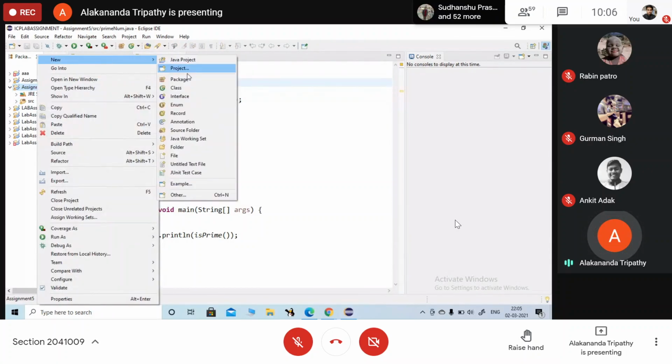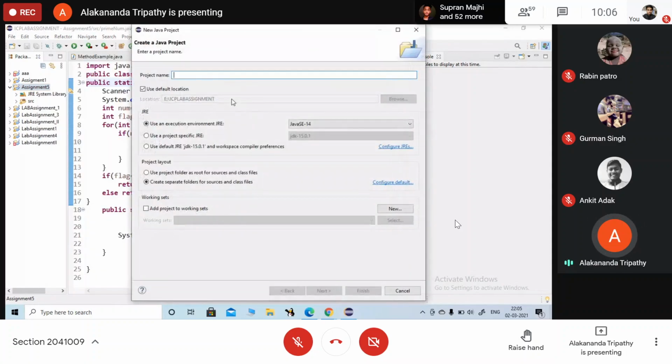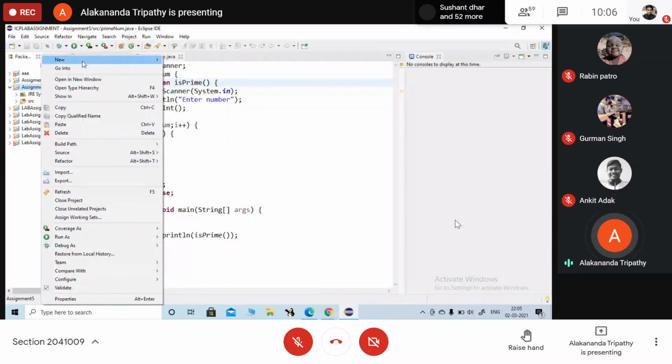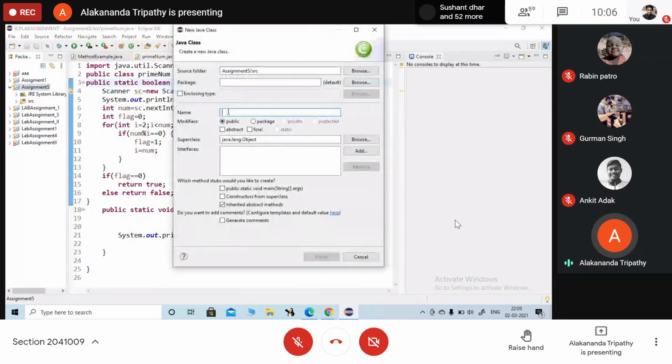So today we are going to do the program with the help of methods. Methods लेके बनाएंगे, ठीक है? We'll go to new class. Okay, and this one is your question 10.